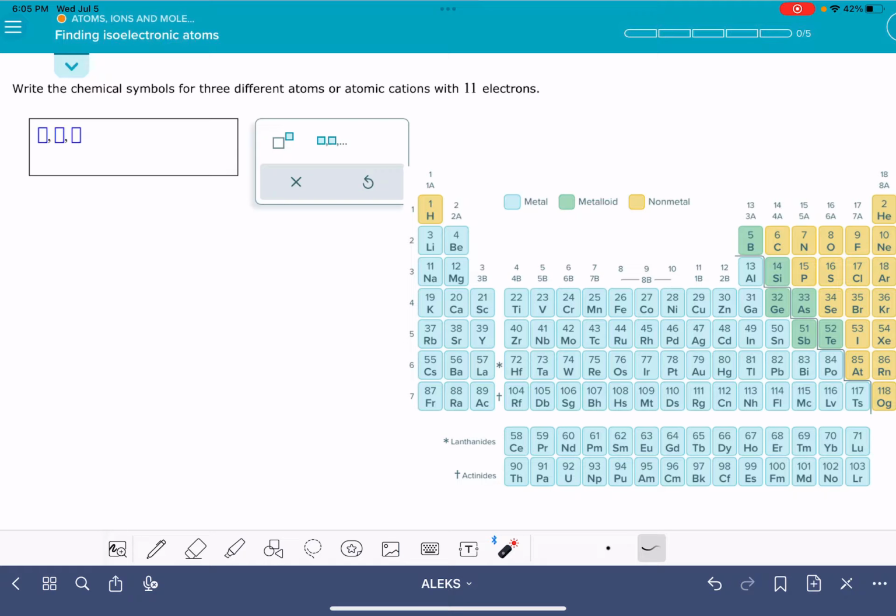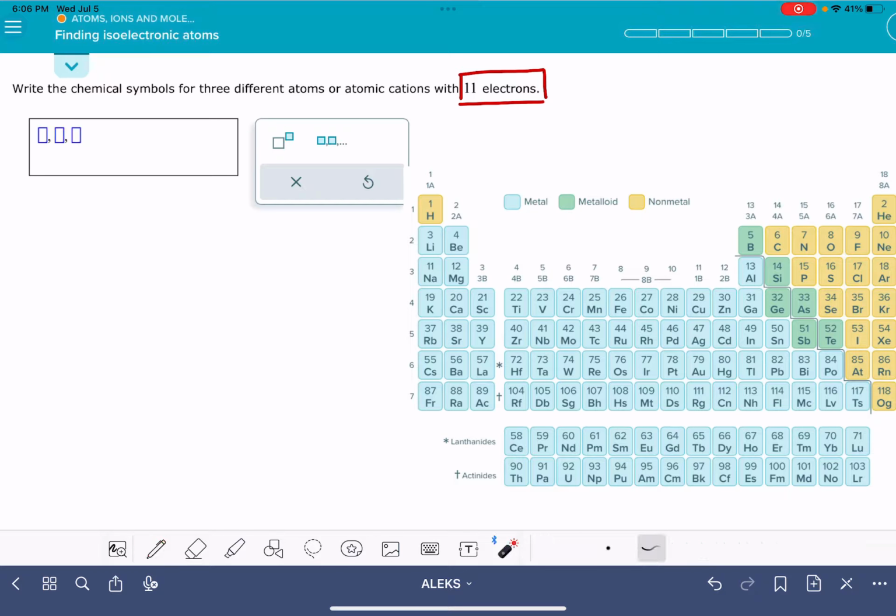In this video, I'll show you how to solve the ALEKS problem called finding isoelectronic atoms. This ALEKS problem is going to ask us to write the symbol for 3 different atoms or ions that have a specific number of electrons. My problem is asking me to write the symbol for atoms or ions that have 11 electrons.